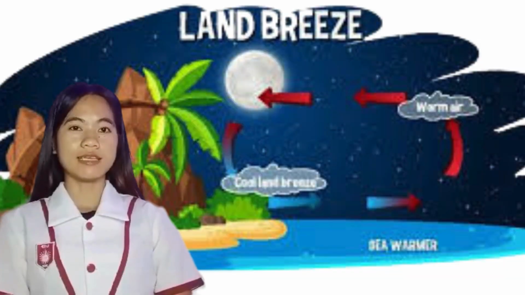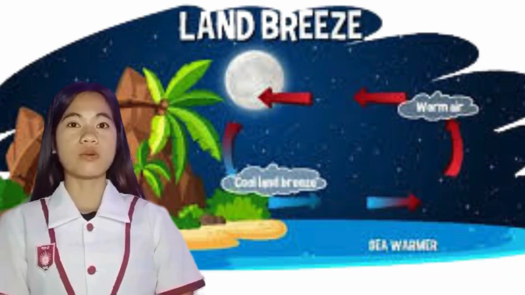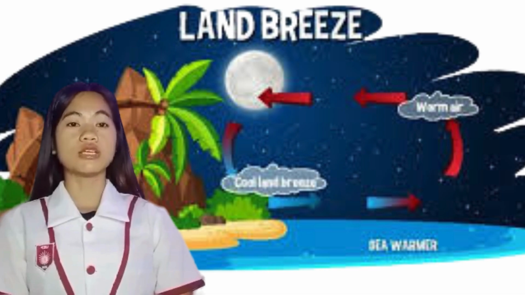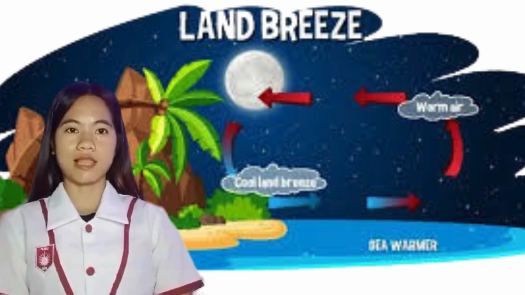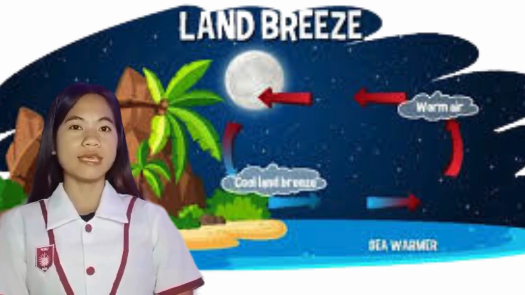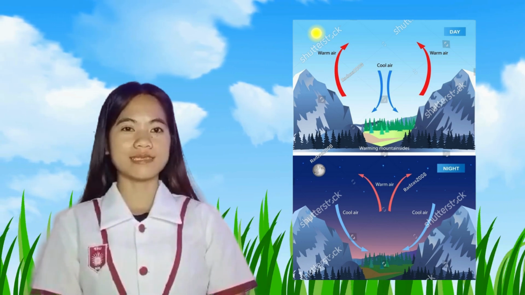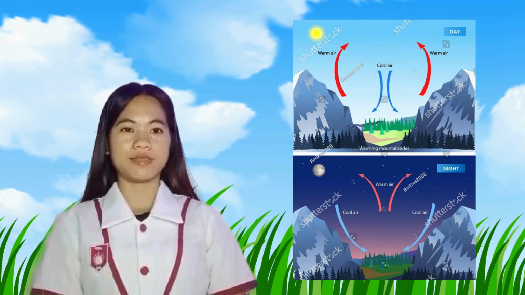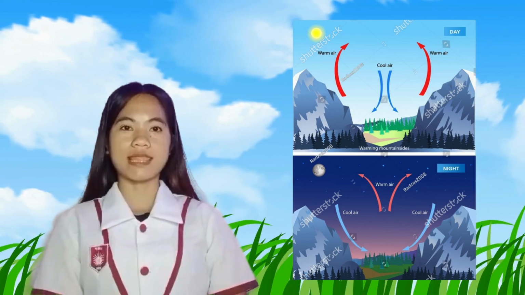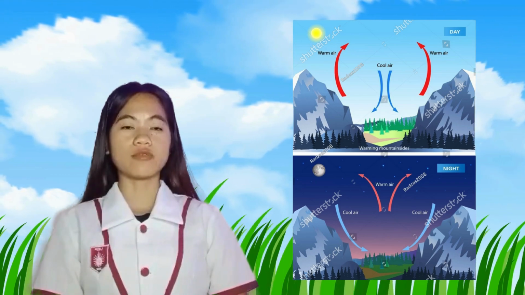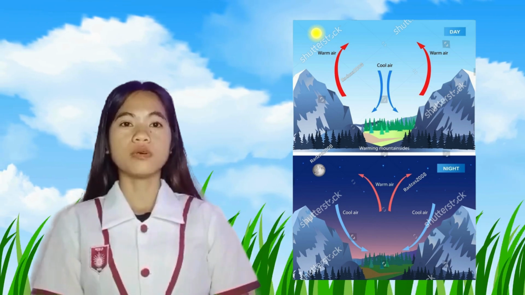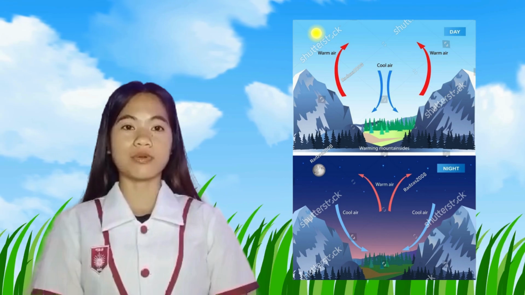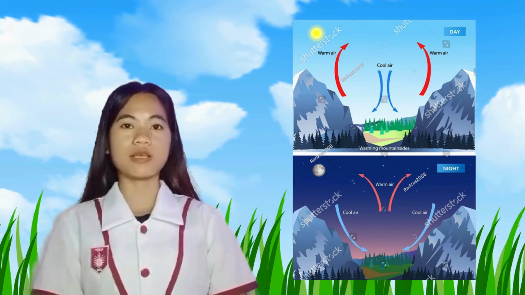At night, the opposite happens. Land cools down faster than water. So the wind moves from the land to the sea, and this is a land breeze. In valleys, warm air rises up the mountains during the day, called a valley breeze. At night, cold air sinks down the slopes, called a mountain breeze. Monsoons are strong seasonal winds that bring heavy rains in summer and dry weather in winter, especially in Asia.